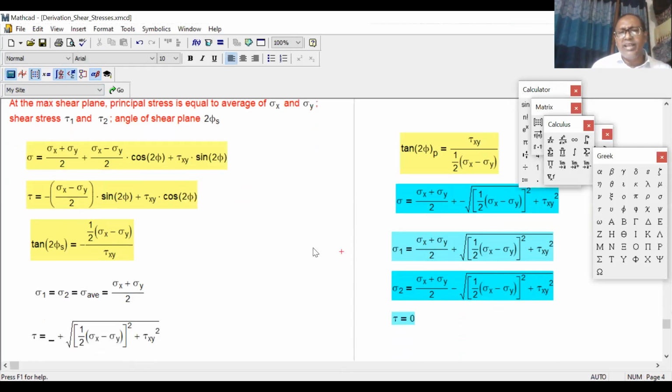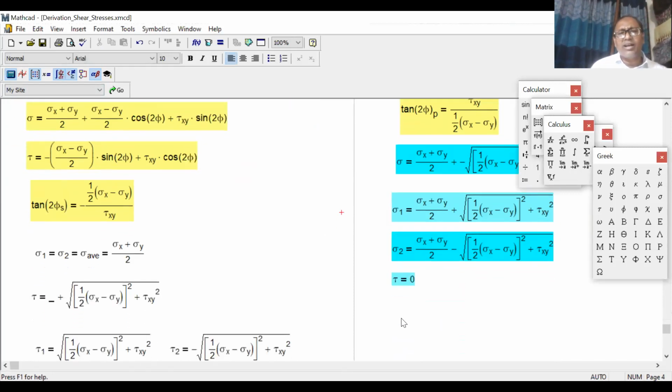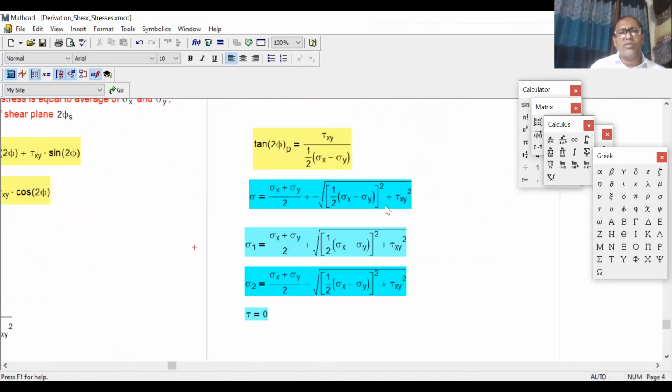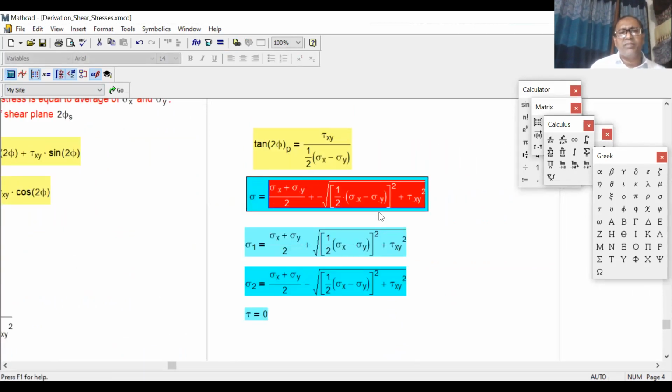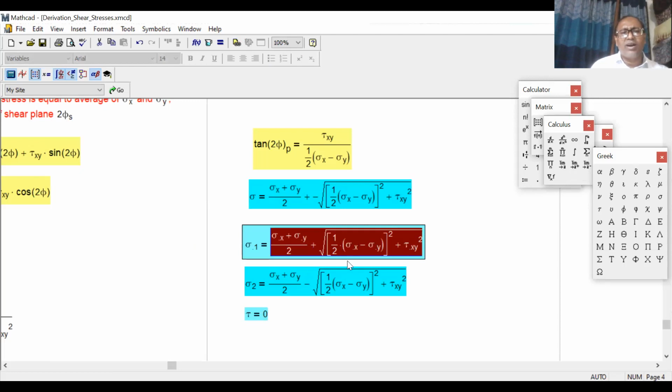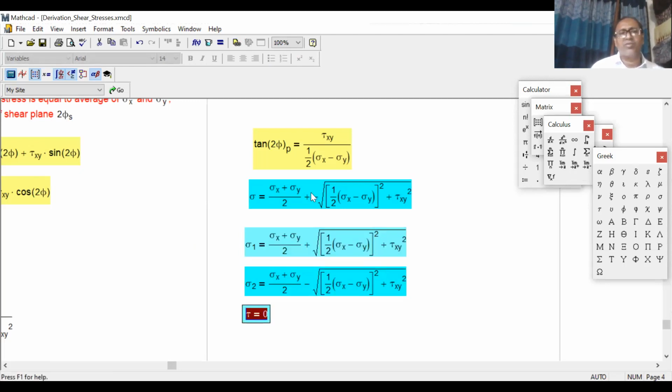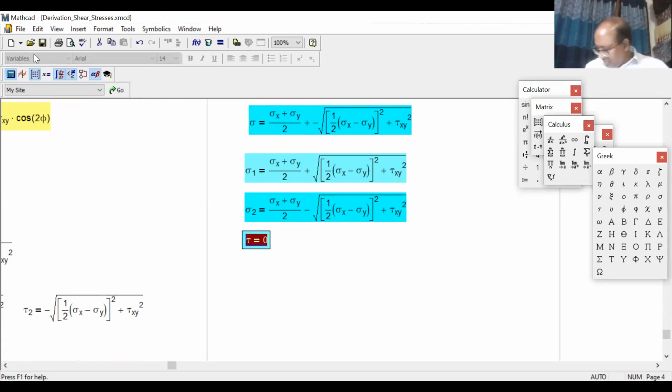So you see, when you use the condition of principal plane, then you will get this condition. This is for sigma, this is sigma 1, this is sigma 2, and this is the value of tau. Okay. So our class will continue. Any question? Do you have any question? Anyone?